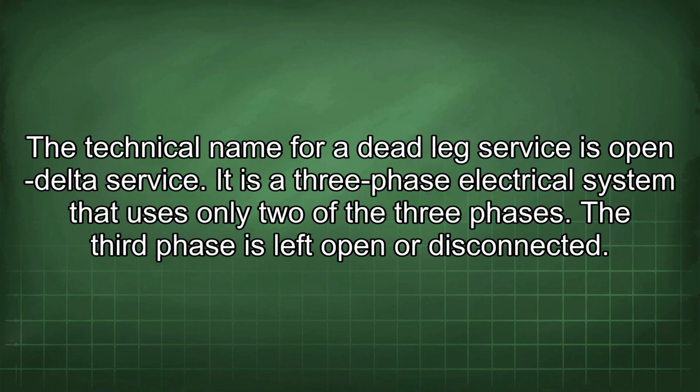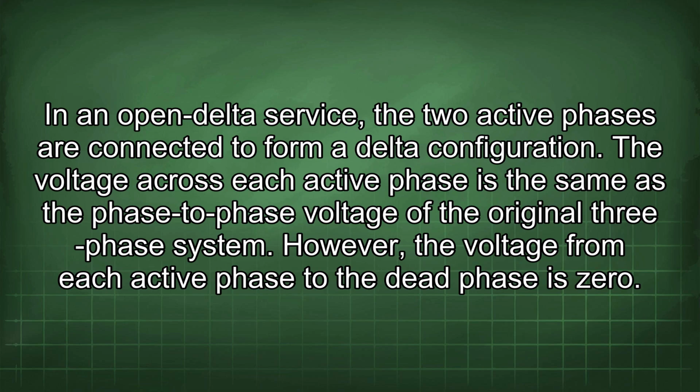The technical name for a Delta Lake service is Open Delta Service. It is a three-phase electrical system that uses only two of the three phases. The third phase is left open or disconnected. In an Open Delta service, the two active phases are connected to form a delta configuration.